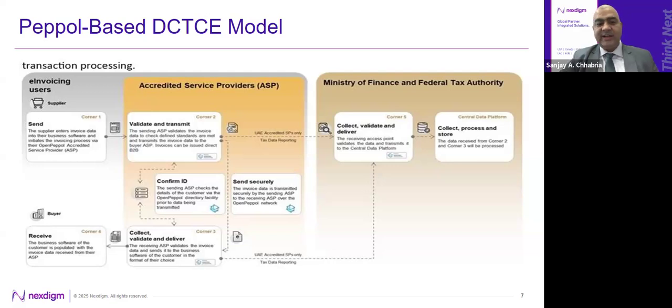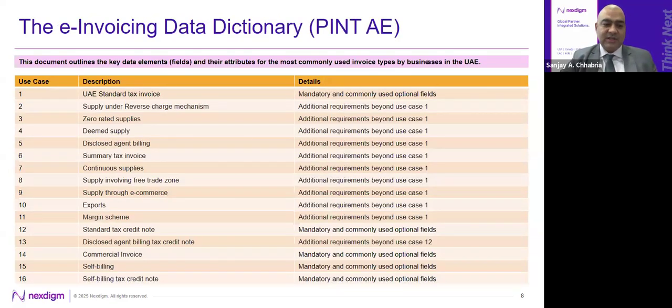Next slide. What all e-invoices will get impacted? It is your standard tax invoice, which has the mandatory and commonly used optional fields. Suppliers under the reverse charge mechanism will also have some additional data to be included. Your zero rated supplies, deemed supplies, disclosed agent billing, summary tax invoices, continuous supply, invoicing through trade notices, and so on, including self-billing or self-billing tax credit notes, disclosed agent tax credit notes, and your standard tax credit notes will also get covered through e-invoicing.